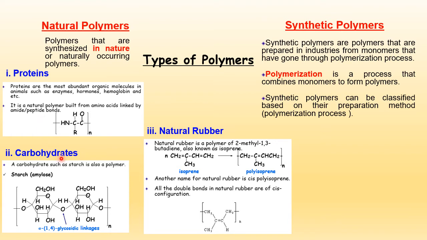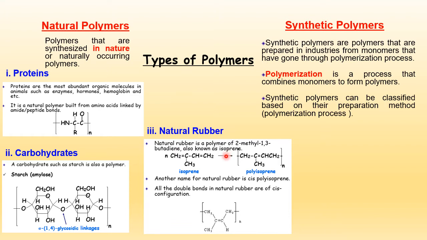Another example of natural polymer is carbohydrate. So the common example is starch. And then the monomer of carbohydrate is monosaccharide. The third example is natural rubber. So it will form the polymer, and the monomer is 2-methyl-1,3-butadiene, or also known as isoprene.